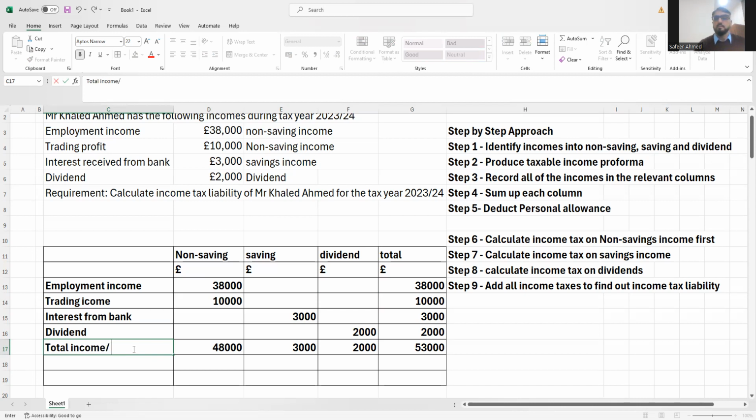Now, in some cases, they have used the word net income. So I'm writing here both, and some of the qualifications.